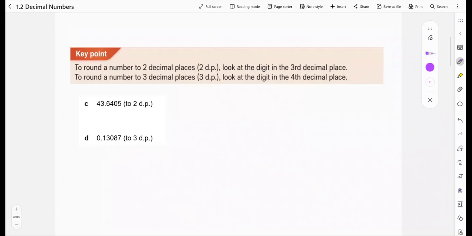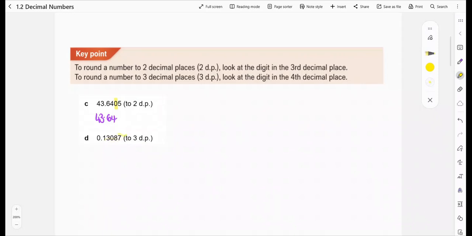The same rule applies when rounding numbers to 2 decimal places, 3 decimal places, or even more. You always look at the next decimal place to see whether the number will round up or if it will stay the same. So this one we are being asked to round 43.6405 to 2 decimal places. So we look at our third decimal place. Now a 0, that is not 5 or more. So the effect that has on our rounding is that we simply are left with 43.64.